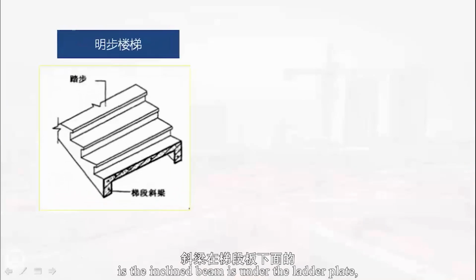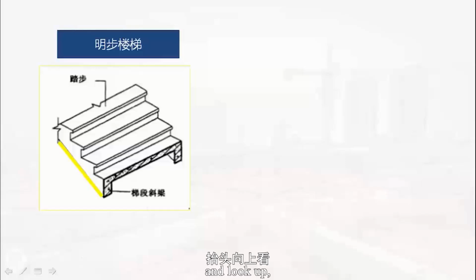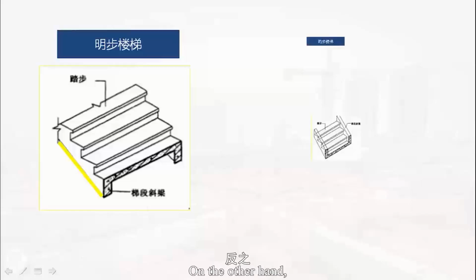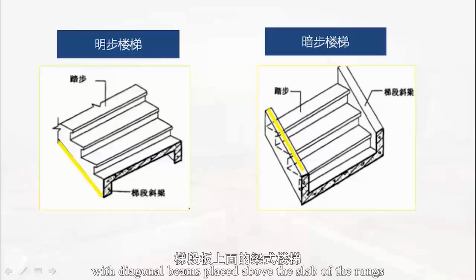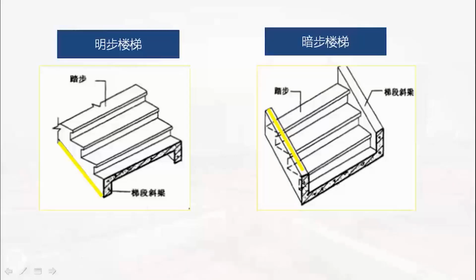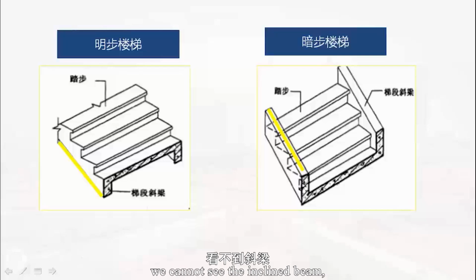One type is where the inclined beam is under the ladder plate. That is, when we stand on the stair board and look up, we can see the inclined beam, which is called open riser stair. On the other hand, we refer to a beam staircase with inclined beams placed above the slab of the treads as closed riser staircase. At this time, when we stand on the stair board and look up, we cannot see the inclined beam, and the bottom of the board is flat.